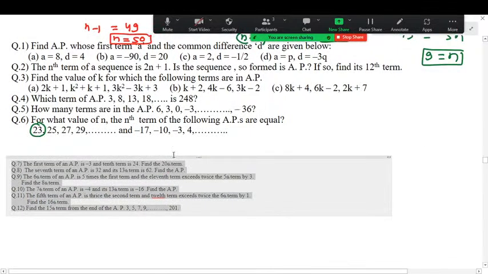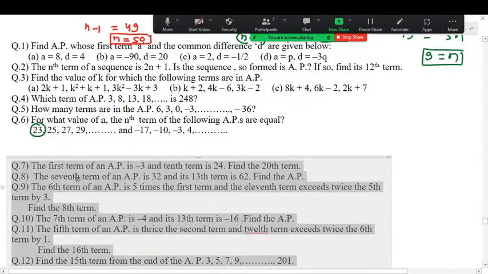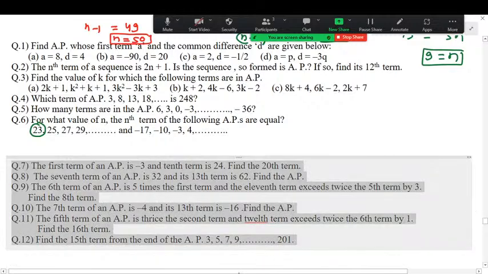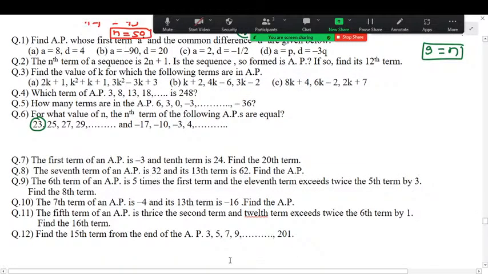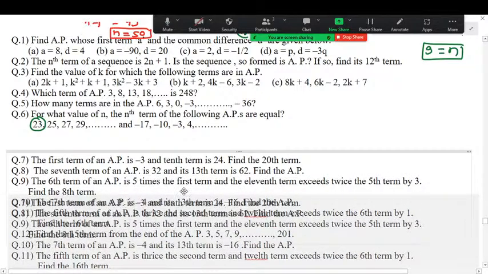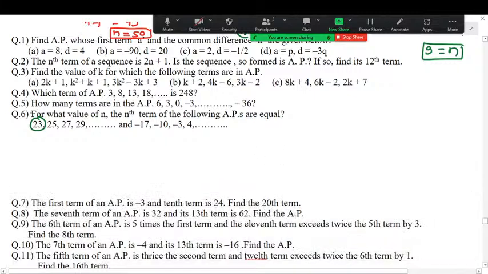Now it's our turn to solve these questions. Many other questions are here that I think you should attempt now. 7th one. Try attempting the 7th. First term of AP is given, 10th term of AP is given, and you are supposed to find out the 20th term. Okay, I'm helping you with this one. Then the 8th one, 9th one, 10th one are quite the same. I'm helping you with the 7th. You will later on solve the 8th, 9th, 10th.